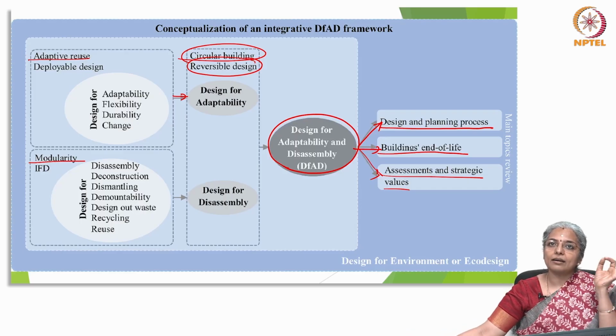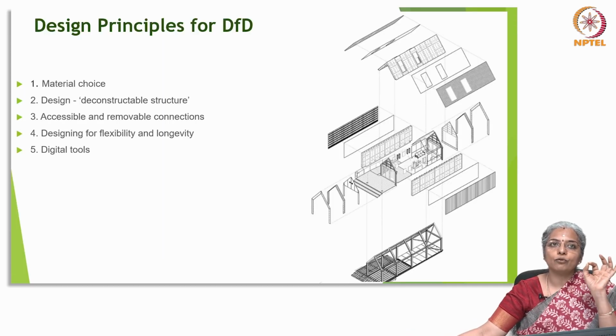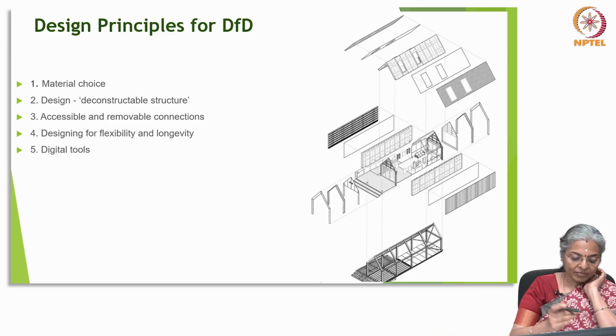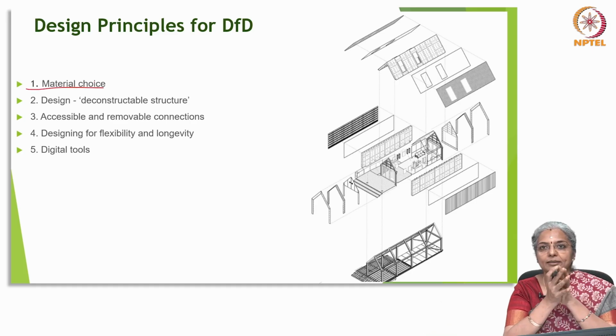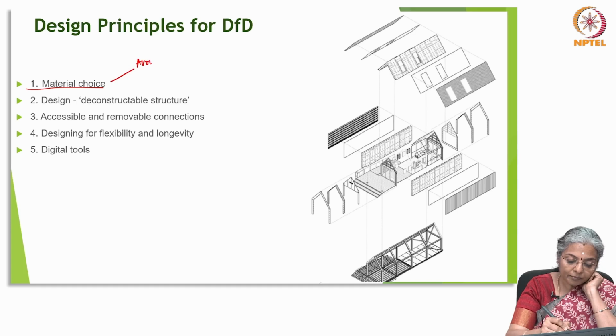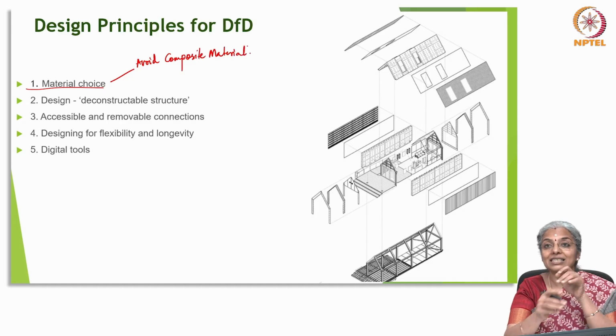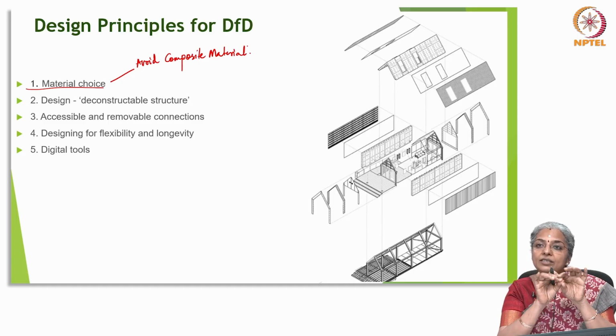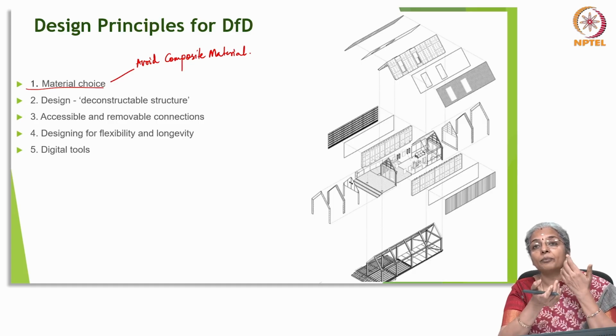And the basic design principles for design for disassembly is, first is the material choice. It is very important for us to avoid composite materials which are difficult to segregate or separate. So, we should avoid this wherever possible, and also we should use those that are not cast in situ. We should not use welded and bonded joints which use chemical adhesive.